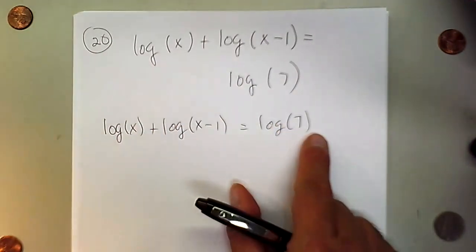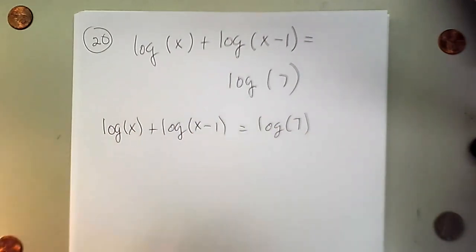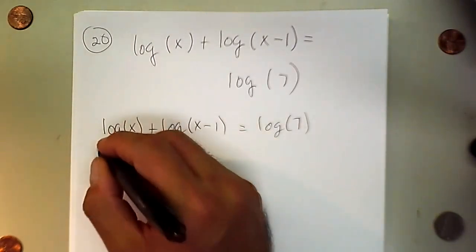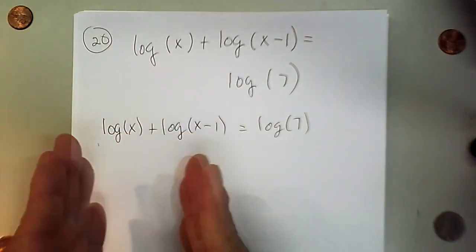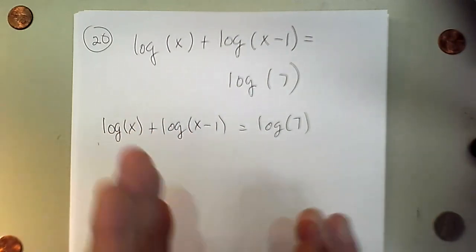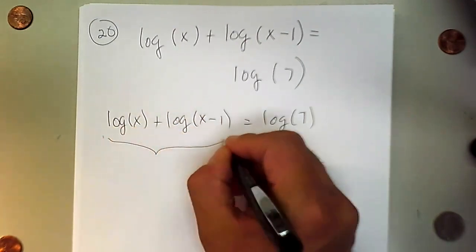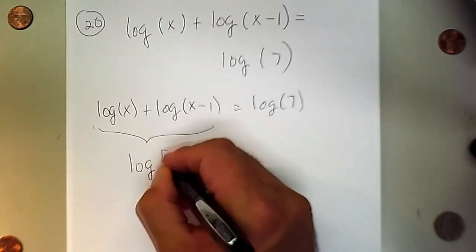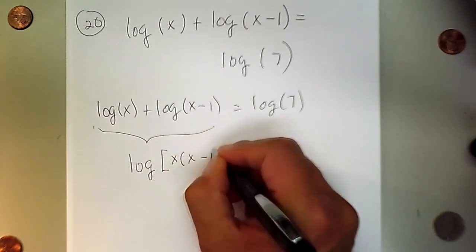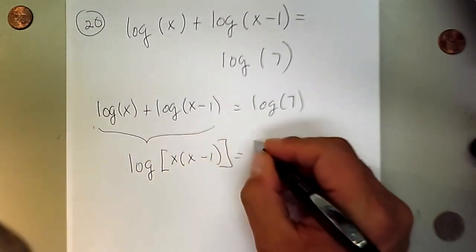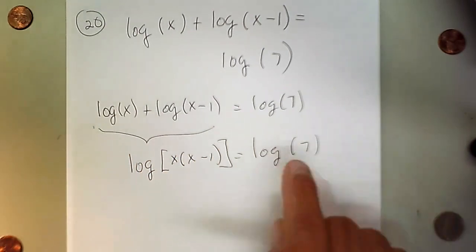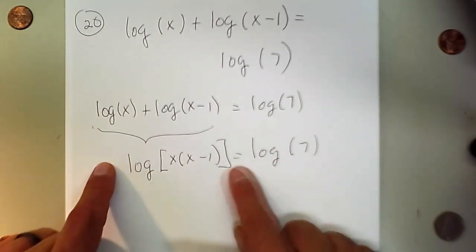Don't cancel the logarithms. We have to have pure logarithms, otherwise it doesn't work. By pure, I mean one logarithm. And these are two logarithms. Now, we can consolidate that into one logarithm. So we have logarithm of x times x minus 1 equals logarithm of 7. Same base, one logarithm, nothing else.